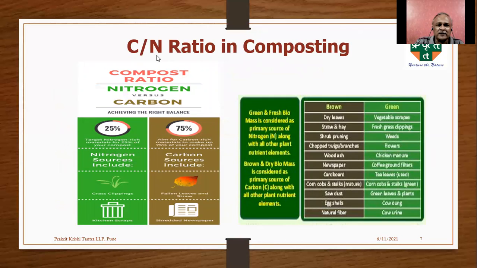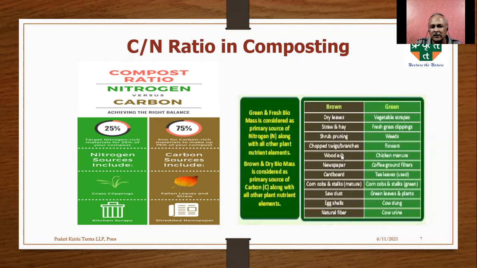Another important thing is the CN ratio, the carbon-nitrogen ratio in composting. Very important. Here you can see the green and the brown. Green indicates the nitrogen and brown indicates the carbon. So anything which is green, for example, vegetable waste, fruit waste, which comes out from your kitchen, is a source of nitrogen, and the dry or brown are the source of carbon, like dry leaves or twigs, or paper.